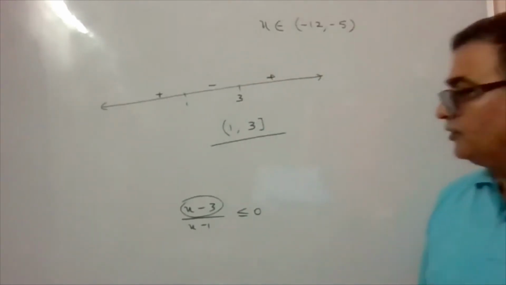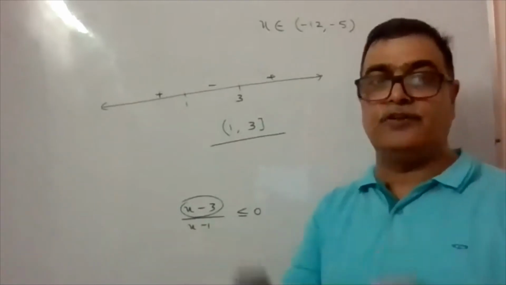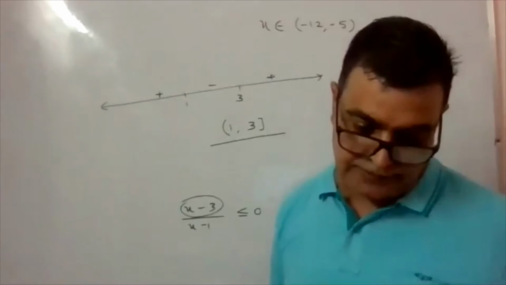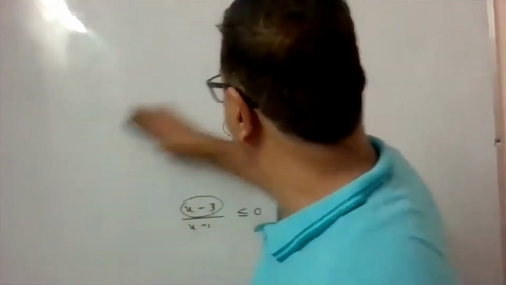So be careful about this. Denominator, you can't take it 0. So you don't take that it is a closed interval 1 to 3. No, it will be open at 1, but 3 will be closed. Next question, please.